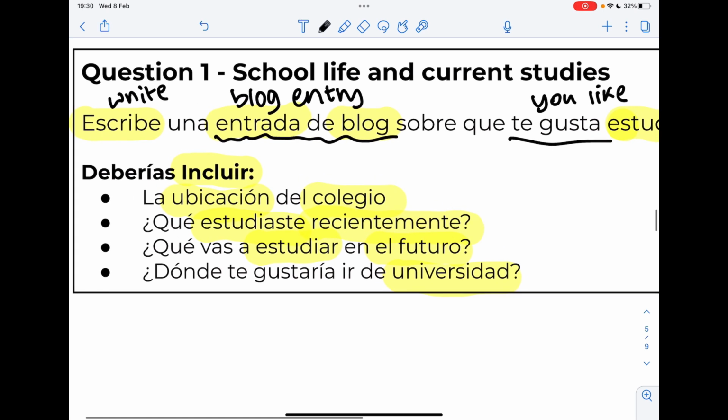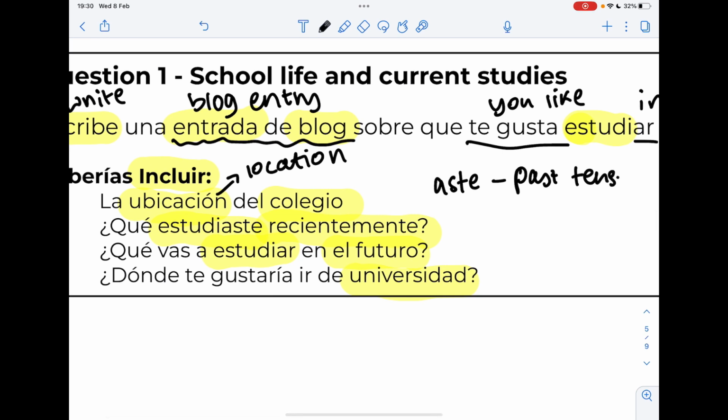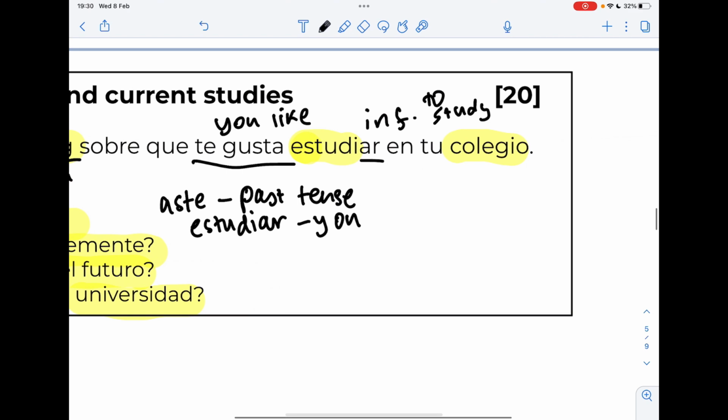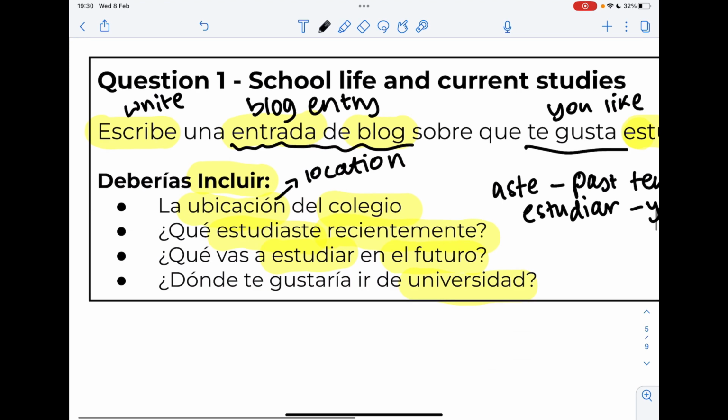Then we've got la ubicación. Now, ubicación just means location. The reason I highlighted it was because if you take away the U and the B and substitute the -ación bit, you get location. Del colegio, so the location of the school. Estudiaste. Now, aste is the past tense, which has been added on to estudiar. So it's saying what you studied. So we want to be including past tense, using our past tense words there.